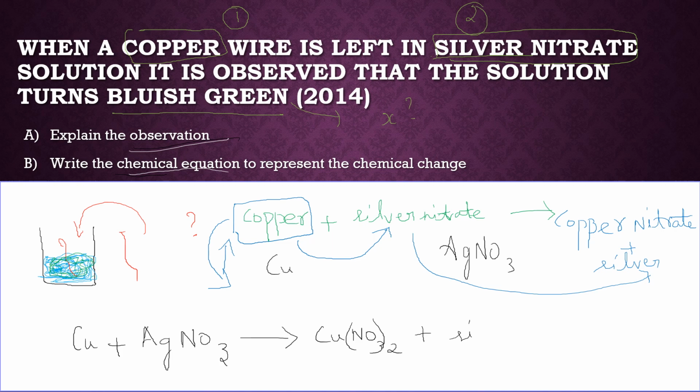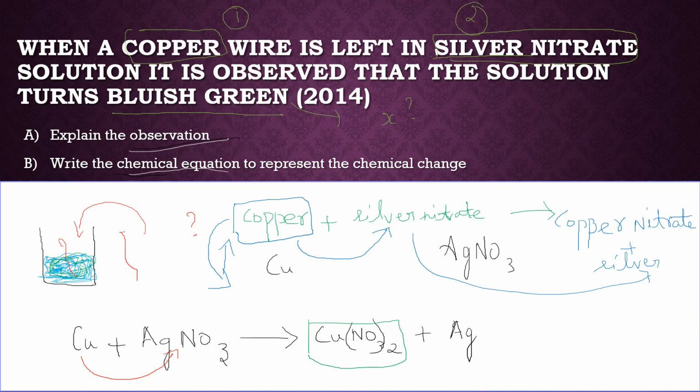So here silver is left alone. So this copper gets accommodated here and forms something called copper nitrate. It's nothing but a bluish green color compound. So that bluish green color is because of this compound, copper nitrate.